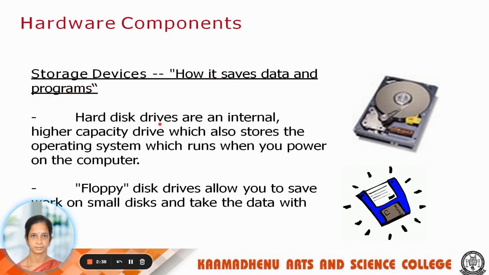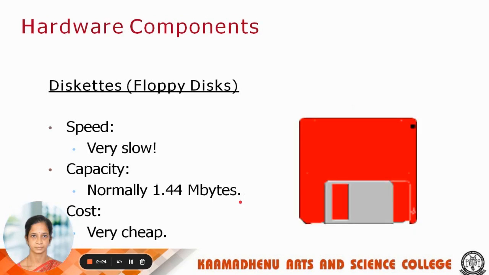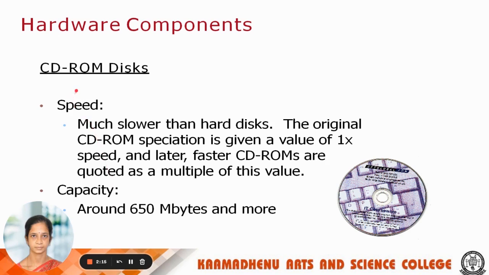Hard disk drives are high capacity drives which also store the operating system, which runs when you power on the computer. A floppy disk drive allows you to save data on a small disk and take the data with you. Floppy disk speed is very slow, capacity is normally 1.44 megabytes, and the cost is very cheap.